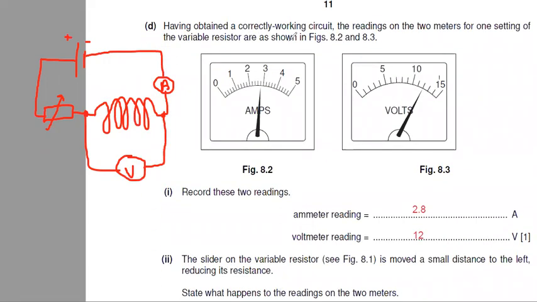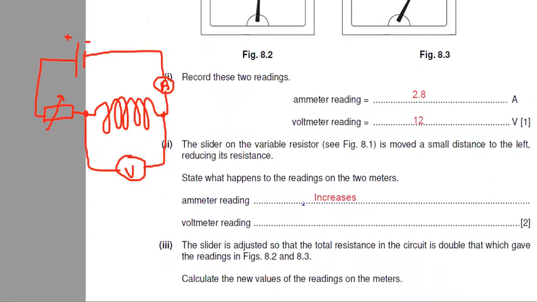Having obtained a correctly working circuit, the readings of the two meters are as shown. Record the two readings. Here it will be 2.2, 2.4, 2.6, 2.8. So the value will be 2.8. For the voltmeter reading, as you can see, here is 10, 11, 12, 13, 14, 15. So the value will be 12, so it will be 12 volts.